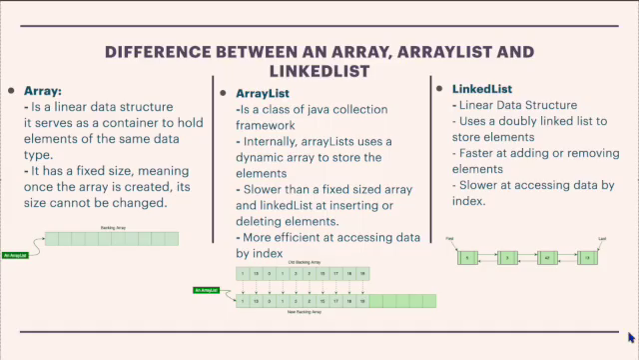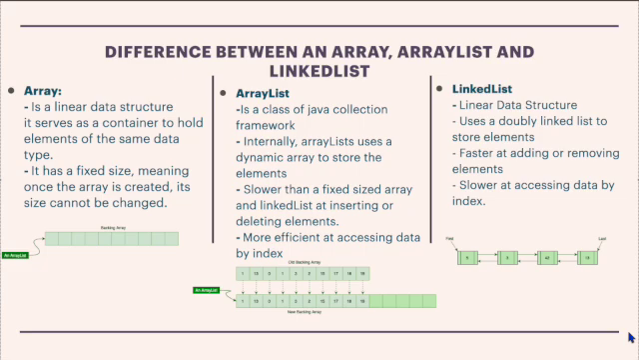So let's talk about the difference between an array list, and a linked list. So the array is a linear data structure. It serves as a container to hold elements of the same data type. It has a fixed size, meaning that once the array is created, its size cannot be changed.